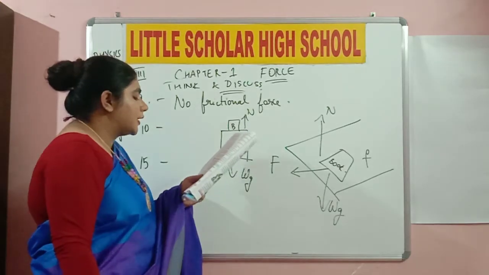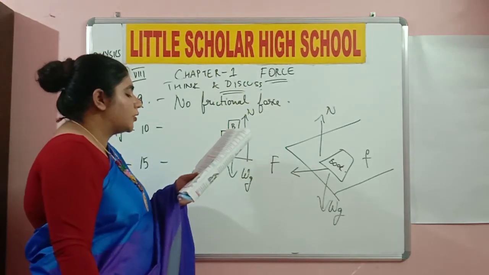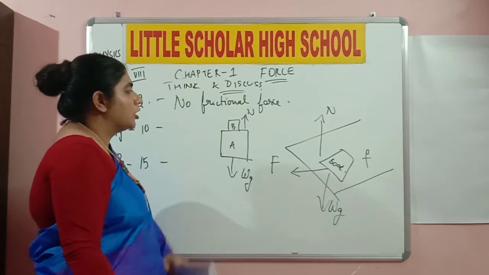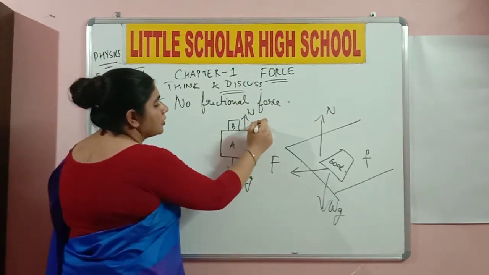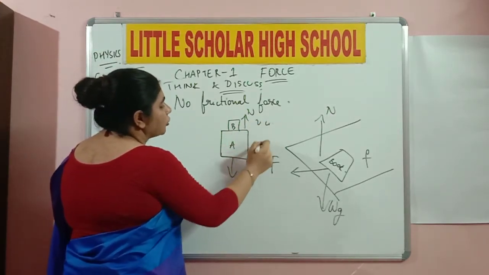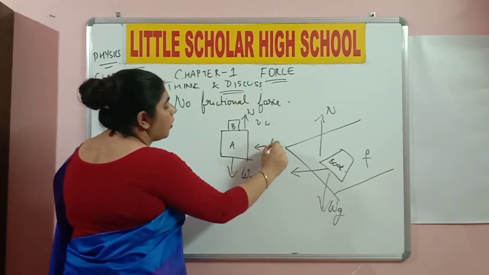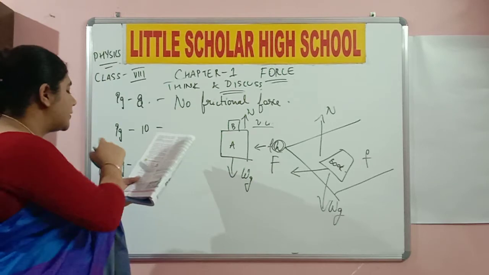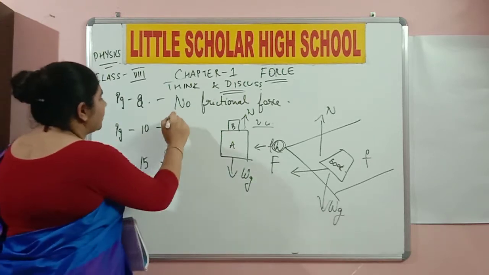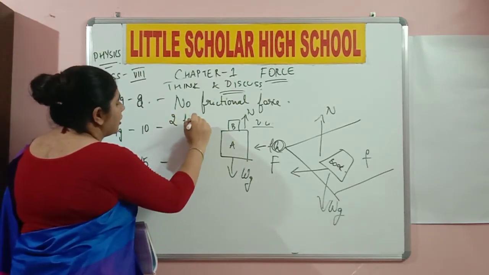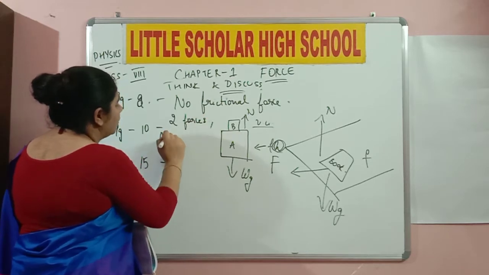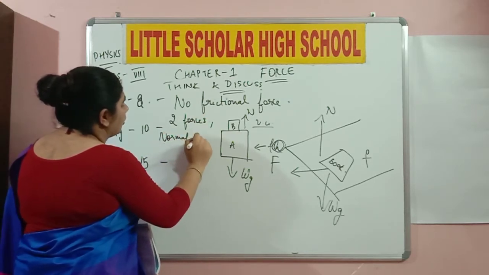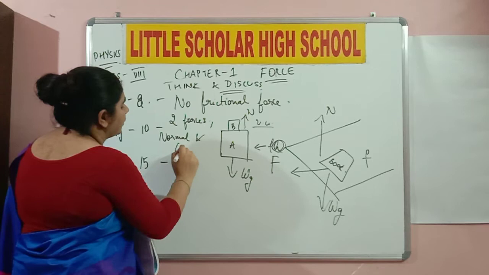Now, they are asking us, why is it necessary to separate contact force into normal and frictional? Because normal force acts in the vertically upward direction and frictional force is in the horizontal direction. These are two different forces. Okay, so for the answer here, mention that there are two forces acting. It is normal force and it is gravitational force.